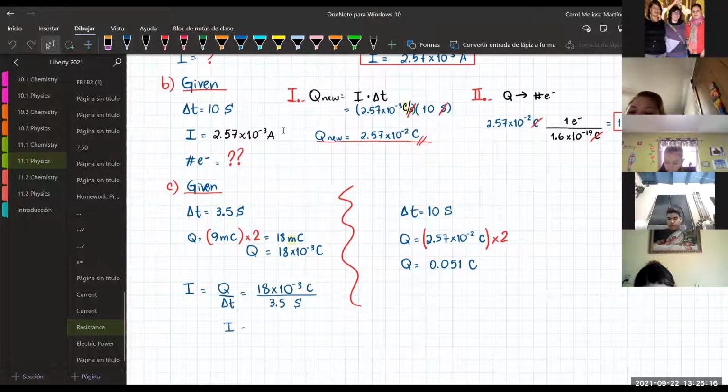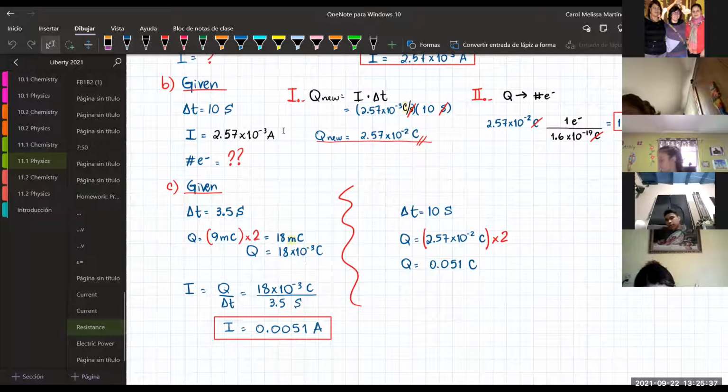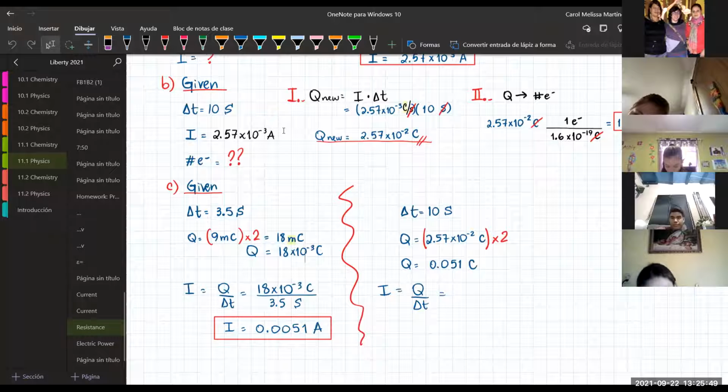So the current here gives me 0.0051 amperes. If I do it the other way, I'm going to apply the same formula. Current equals Q divided by delta T, equals 0.051 C divided by the time, that is 10 seconds. Yes, it's the same answer.